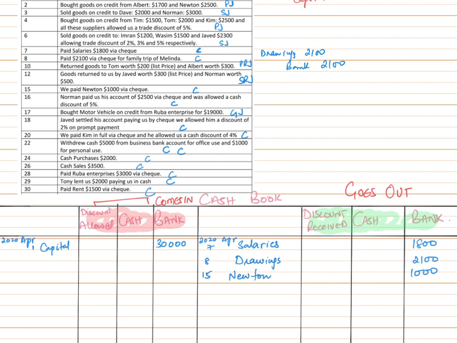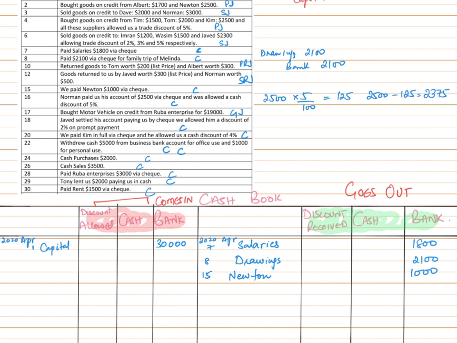Now, if you look at transaction number 16, that also involves cash book. Norman paid us his account of 2500 via check and was allowed a cash discount of 5%. So we'll calculate the cash discount first. 2500 into 5 upon 100, so the cash discount is 125. If we subtract 125 from 2500, he paid us $2375.